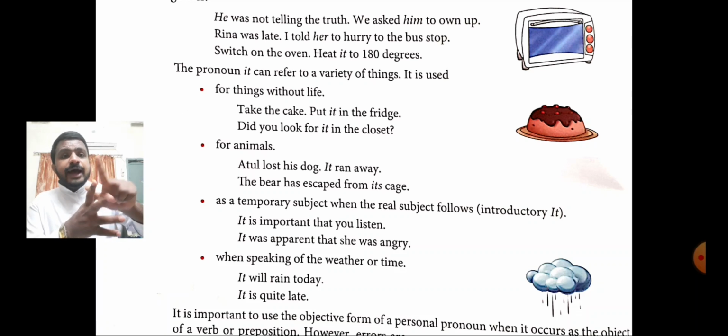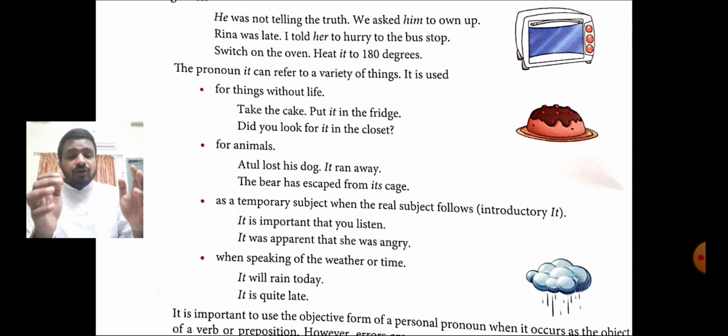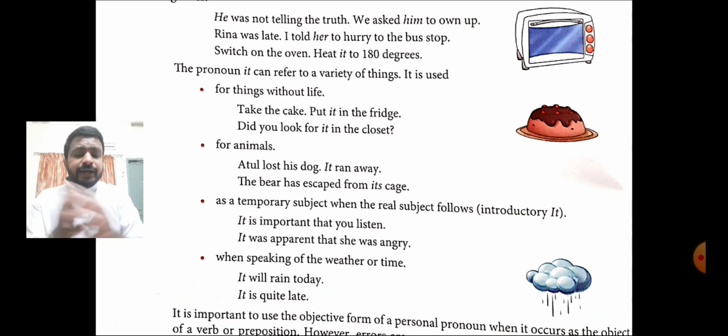Or second, for the animals we can use it. Atul lost the dog, it ran away. Then as a temporary subject, when the real subject follows. For example, it is important that you listen. Or it was apparent that she was angry. Or the weather or the time, when you can use it. It will rain today. It is quite late.